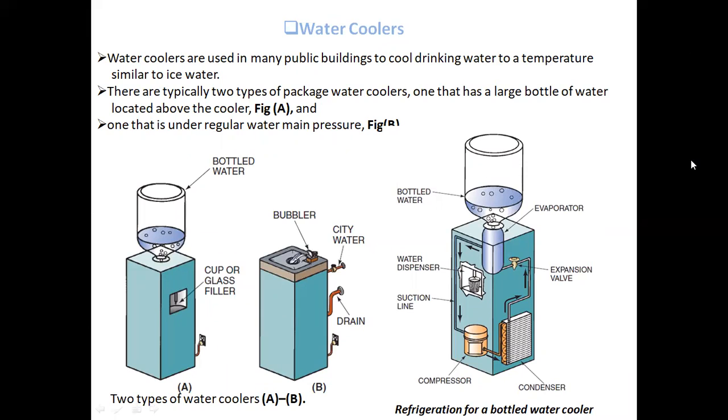Then the next application is in water coolers. So water coolers are used in public buildings to provide cool drinking water. It is similar to ice water, and there are typically two types of water coolers available. One that has a large inverted bottle, as shown in the first diagram, figure A, and one that is under the regular main water line. Okay, the city water line is shown, and it will readily convert it into the cold water that you can drink. Clear?